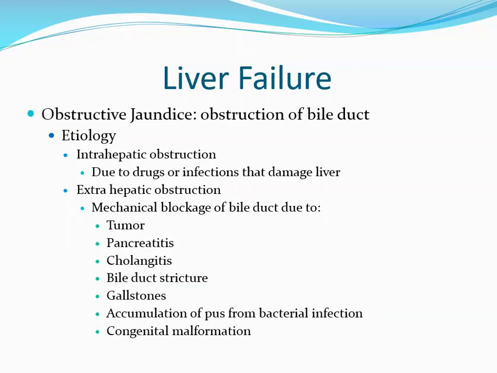There are two main causes of this form of jaundice. One is intrahepatic obstruction, intra within the liver itself. This form is due to drugs or infections that damage the liver. In response, the liver will swell or undergo an inflammatory response that results in compressing the hepatic bile canaliculi and will result in a decrease in bile flow.